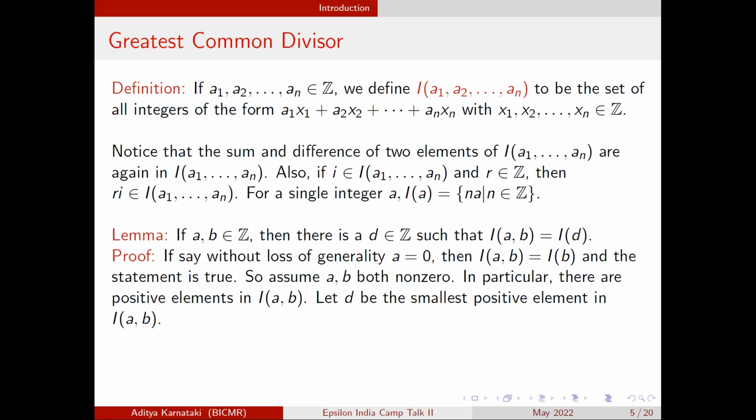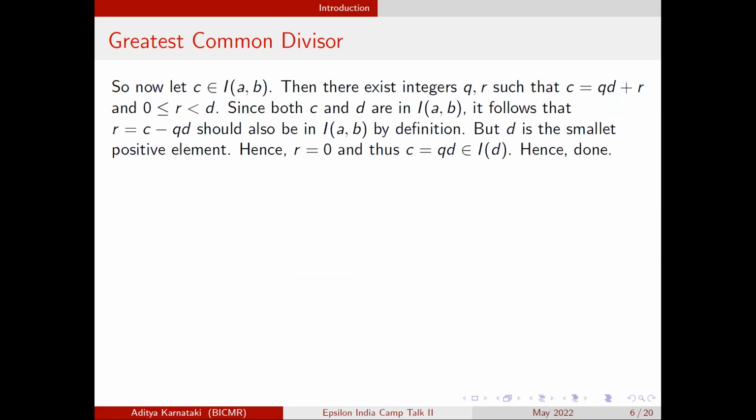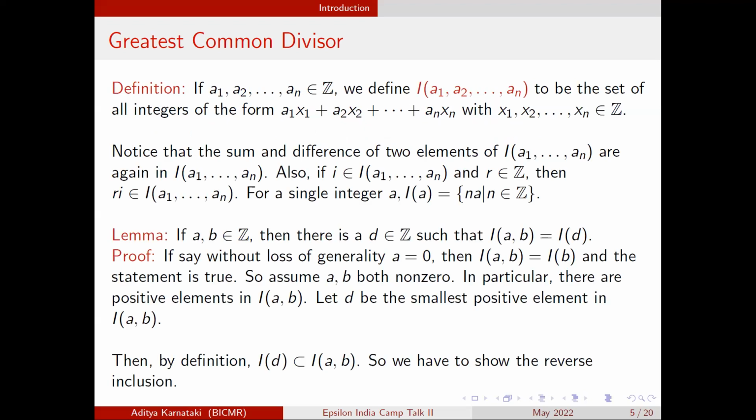So then, let d be the smallest positive element in I of ab. Then by definition, d is inside I of ab. We saw that if d is inside I of ab and r is any integer, then rd will lie again in I of ab.